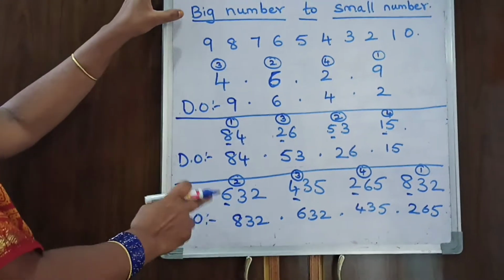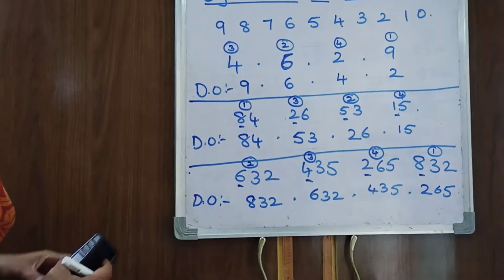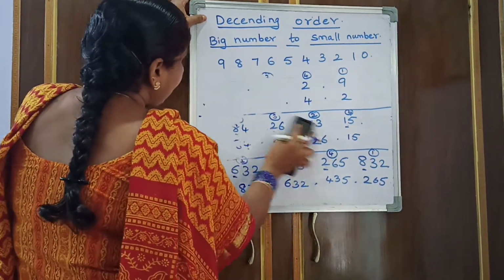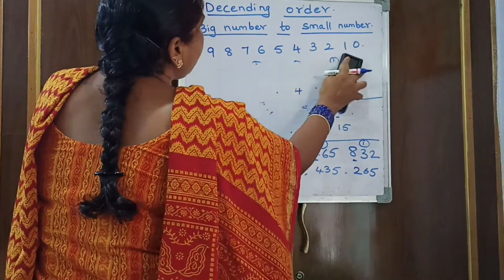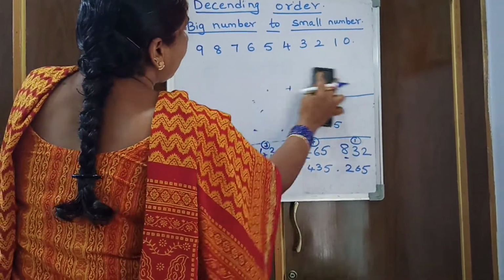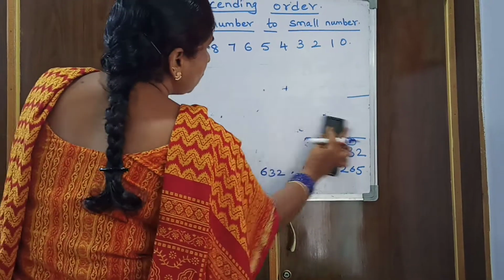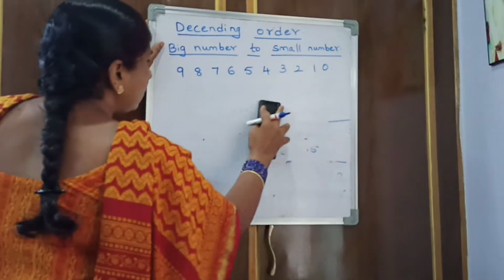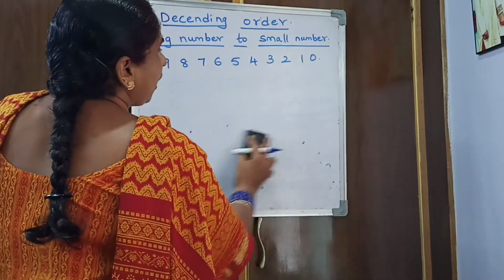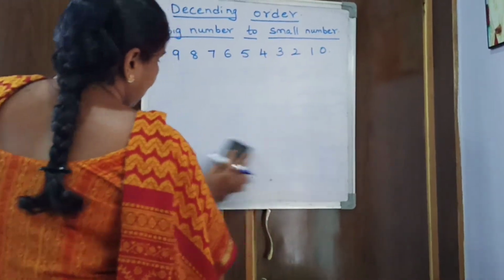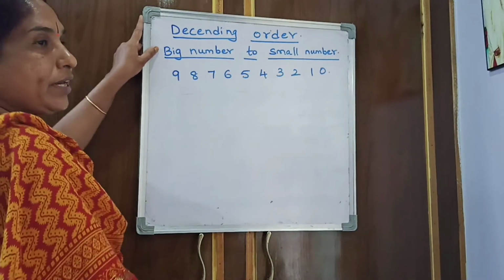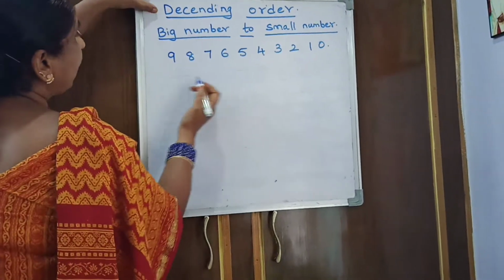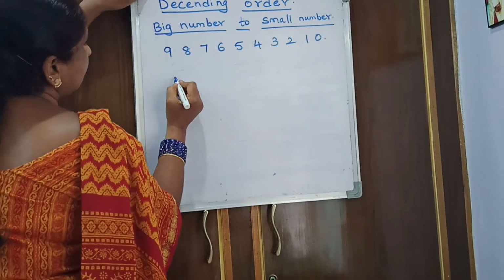See here. This is descending order. DO means descending order. Descending order means arranging the numbers from big number to small number. See how we have arranged and underlined the first number in ascending order. In the same way, for descending order also, you have to underline the numbers.